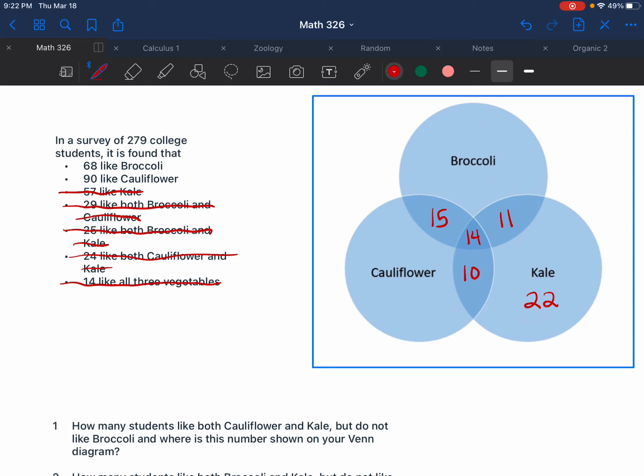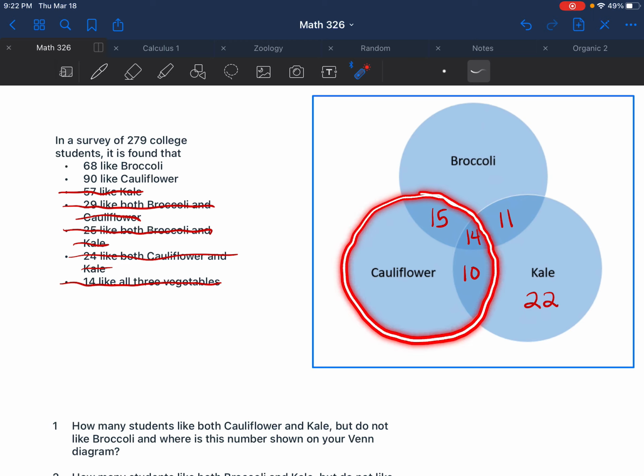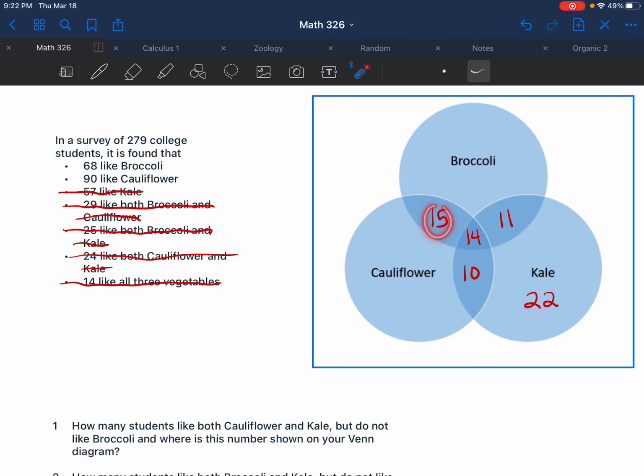Same deal with people that like cauliflower. We have 90 people that like cauliflower, but we look at this whole circle because everybody in this circle likes cauliflower. Some of them like broccoli and kale too, but it doesn't matter because they all like cauliflower. So we have to subtract 15 plus 14 plus 10 from 90 to get the people that only like cauliflower. And that happens to be 51.